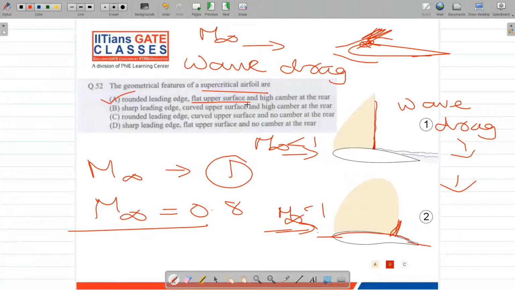The reason why we use a flat upper surface is that we want very little acceleration to happen on top of my airfoil. So we use an almost flat upper surface, and we have a round leading edge.